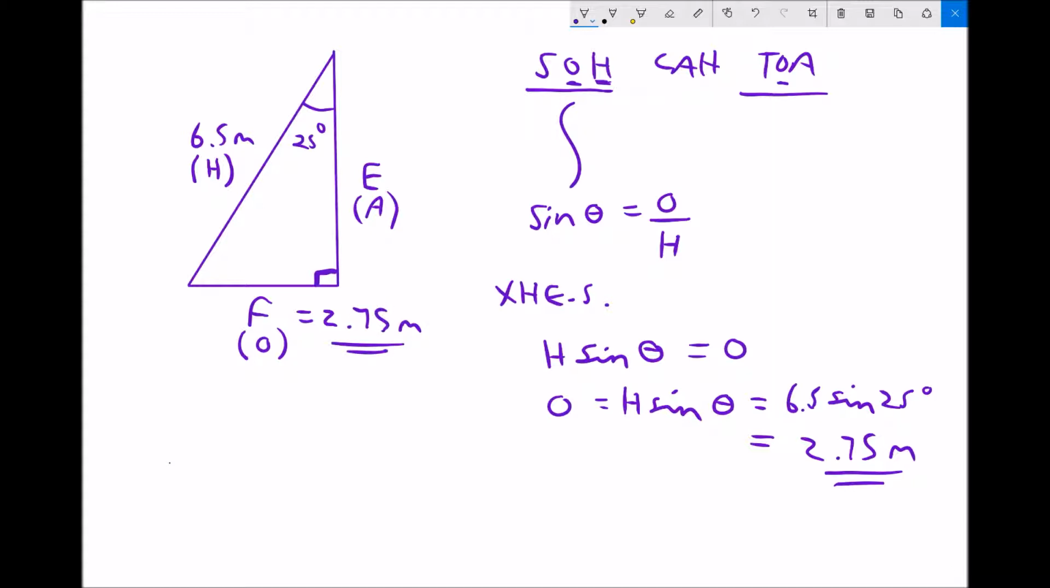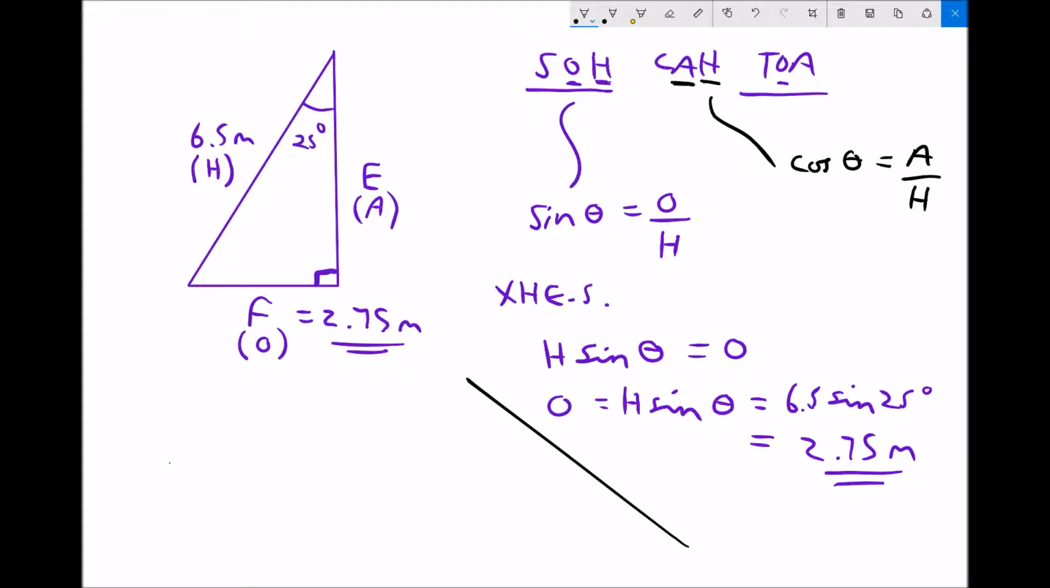Next, we're going to find the length of E, and the way that we're going to find the length of E this time is using our second equation, because we're trying to find the adjacent, and we know the hypotenuse. Therefore, we're going to use CAH, which is cos theta equals adjacent over hypotenuse. I'm just going to continue this down in the bottom left-hand corner.